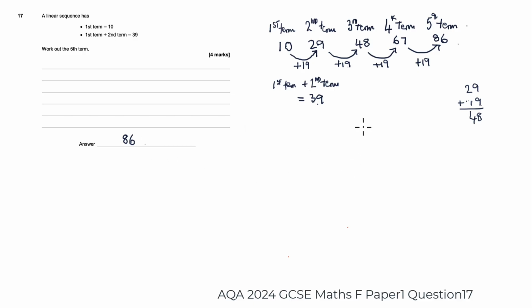Now there is another way of doing it where you start out with 10. To get the second term, add 19. Third term, add 2 19s. The fourth term, you'd be adding 3 19s. The fifth term, adding 4 19s. So if you work out what 4 19s are, 4 9s are 36, 3 to carry, 4 1s are 4, plus the 3 is 7. So you would be adding 76 onto the 10, and that certainly gives you 86.